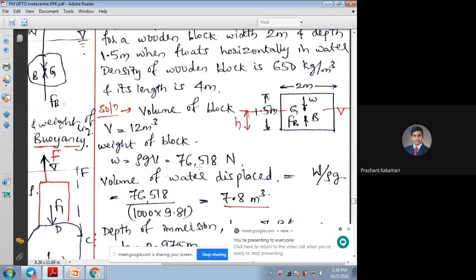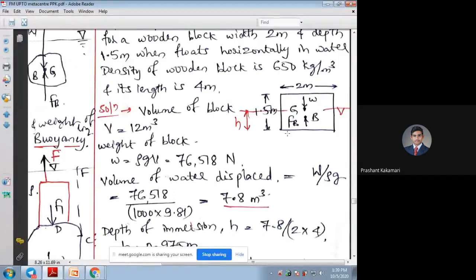So this weight is equal to the weight of the liquid displaced, because for balancing this weight of 76,518 Newton or 76.5 kilonewton, the same weight of the liquid should be displaced. Then only it can float. If it is not possible to displace the same weight, then it will sink. That is also there.